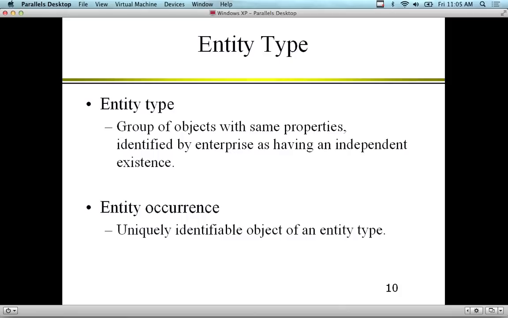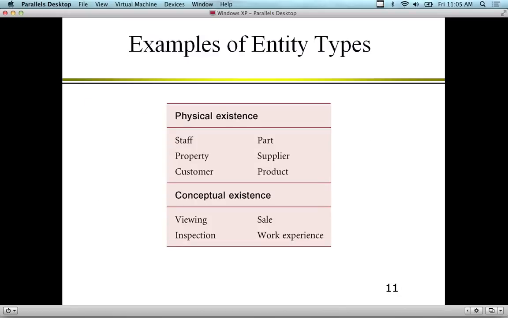Students would be a physical entity that has different occurrences as you're sitting in the class here. Entity occurrences are uniquely identifiable objects of an entity type. So I don't know how many we have in here, but all you guys are different occurrences of the student entity. We also have non-existence. We have entities that don't really exist in the real world. Those are conceptual entities: a sales invoice, a purchase, a viewing, an inspection, work experience. Those are all entities as well, but they don't physically exist like students exist.